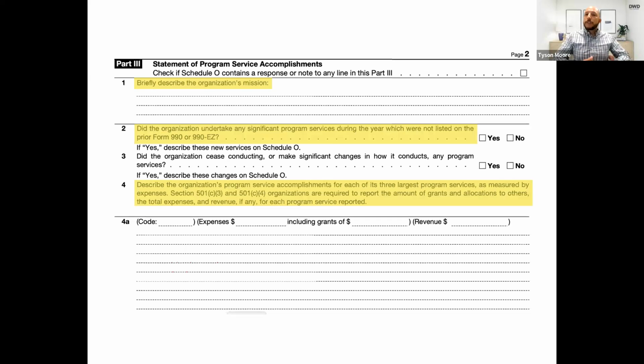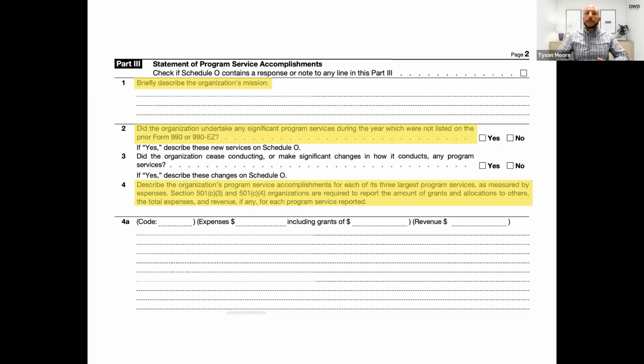As we move on to page 2 of the 990, under Part 3, this is where the IRS really wants to know about your organization's activities, its mission, and what it's doing for programming. On line 1, we're asked to briefly describe the organization's mission. This is where we report our official mission, the mission that was adopted and approved by the board of directors. One thing to keep in mind here is you should be reviewing your mission every so often, just to make sure that's still what you're actually doing.